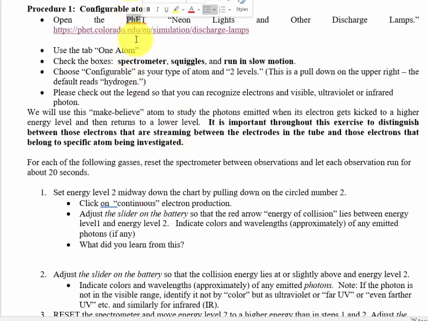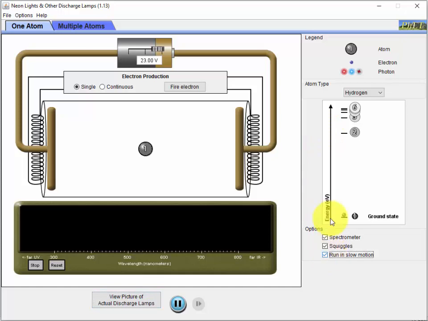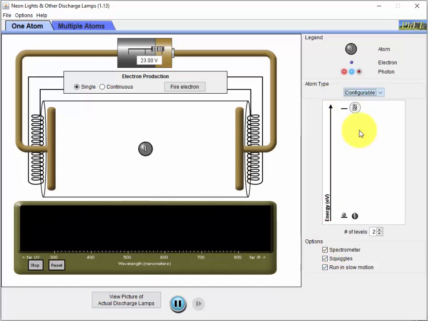So we're told to download this. We're going to go to one atom, spectrometer, squiggles, run, slow motion, and we're first going to mess around with a 2-atom guy. So let's go ahead and do that. Here's the lab, so spectrometer, that's going to show us the colors, run in slow motion, and we're going to go to a configurable guy.